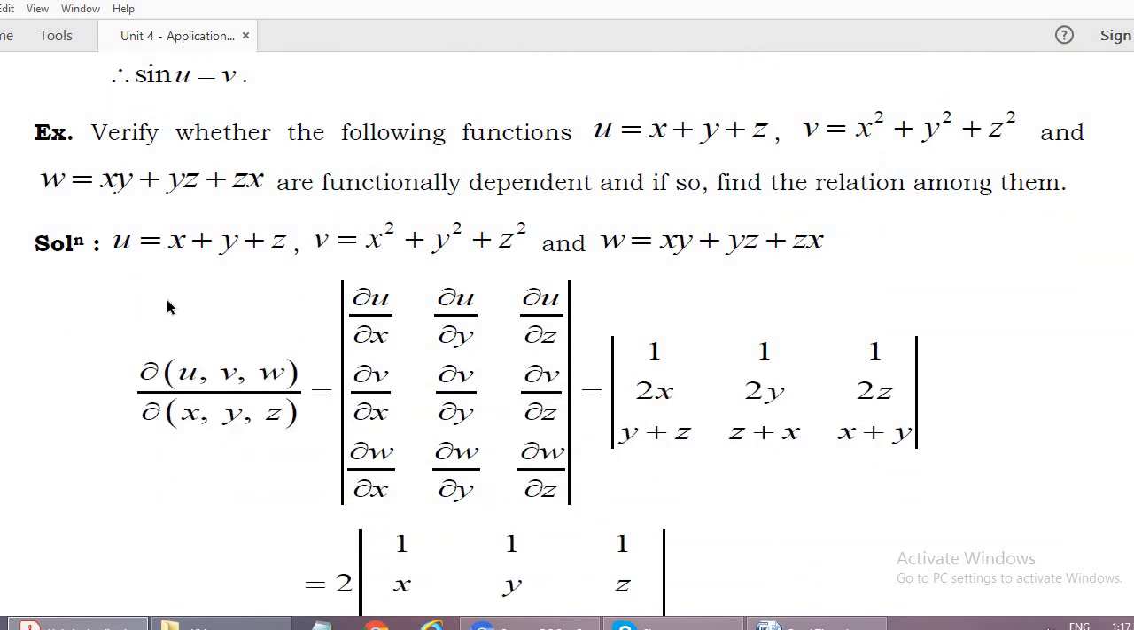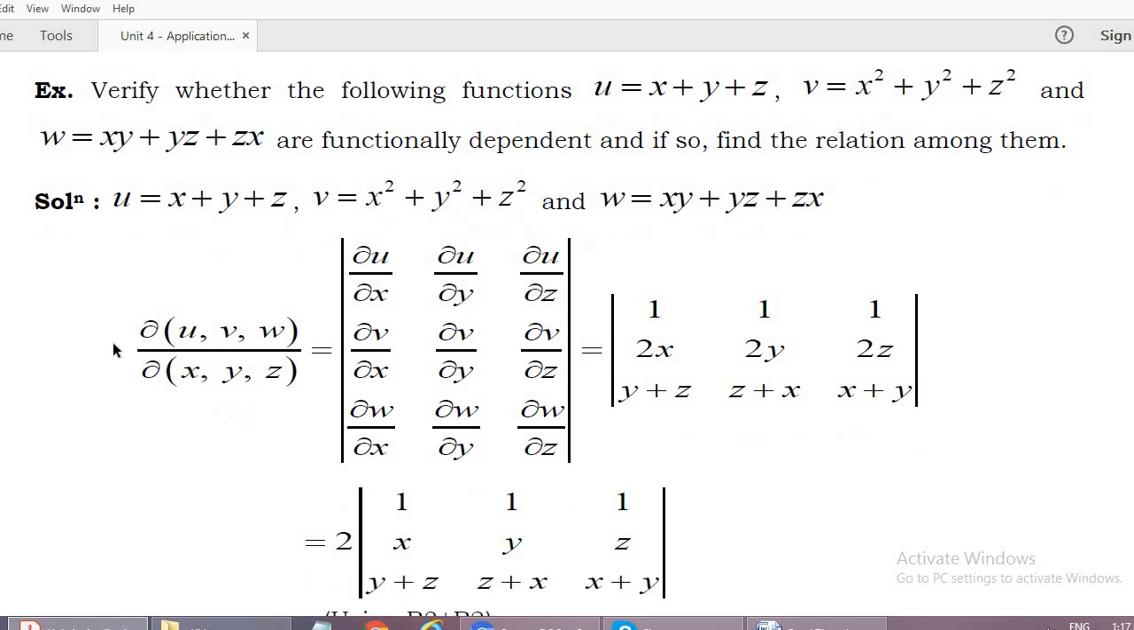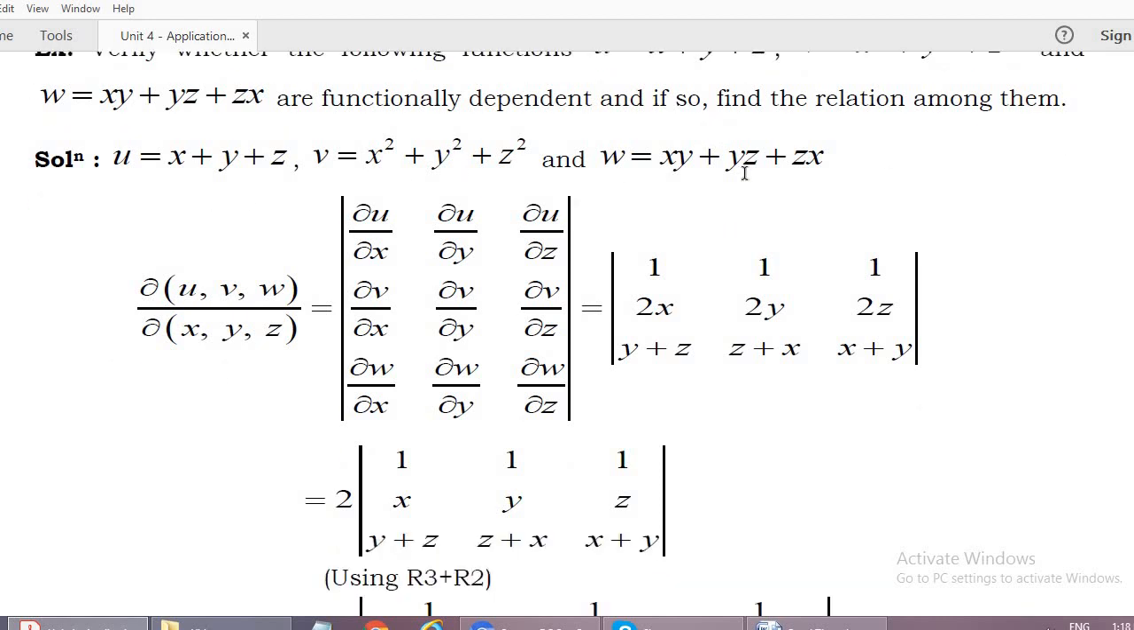Here we are going to have 3 dependent and 3 independent variables. Verify whether the following functions u equal to x plus y plus z, v equal to x square plus y square plus z square, and w equal to xy plus yz plus zx are functionally dependent, and if so, find the relation among them. So these are u, v and w. Let us find the Jacobian straight away. These are simple, so directly.